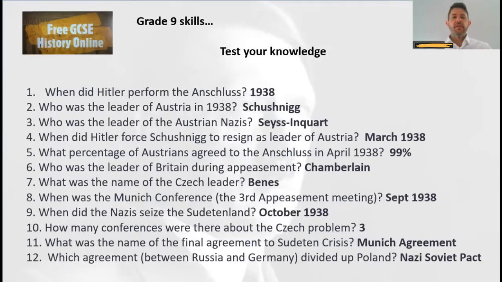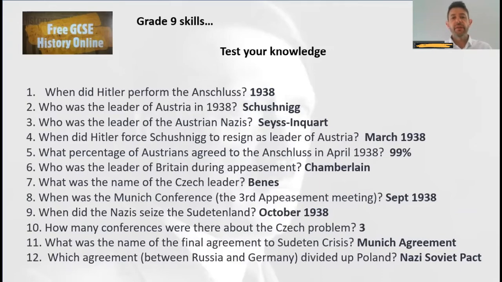All right. So when did Hitler perform the Anschluss? So March 1938, Hitler took control of Austria, breaking the Treaty of Versailles to perform the Anschluss. Who was the leader of Austria? Well, Schuschnigg was the man who had to sit down and make the deals with Hitler. He was pushed aside by Hitler when he invaded, and that meeting was on the 11th of March.